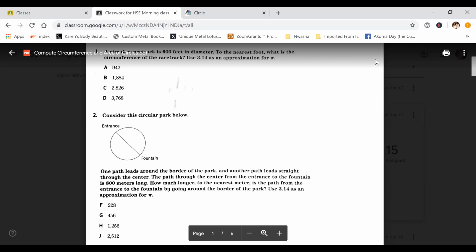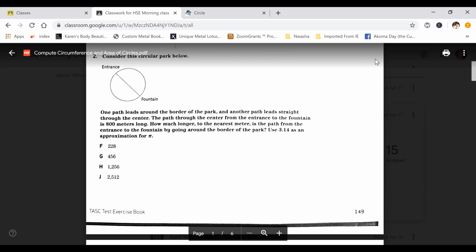Okay. So number one, pretty straightforward. It's telling you that it's the diameter, so you're actually going to use that number, and then they're telling you to use 3.14. So you should have B for number one. Any questions about that one?